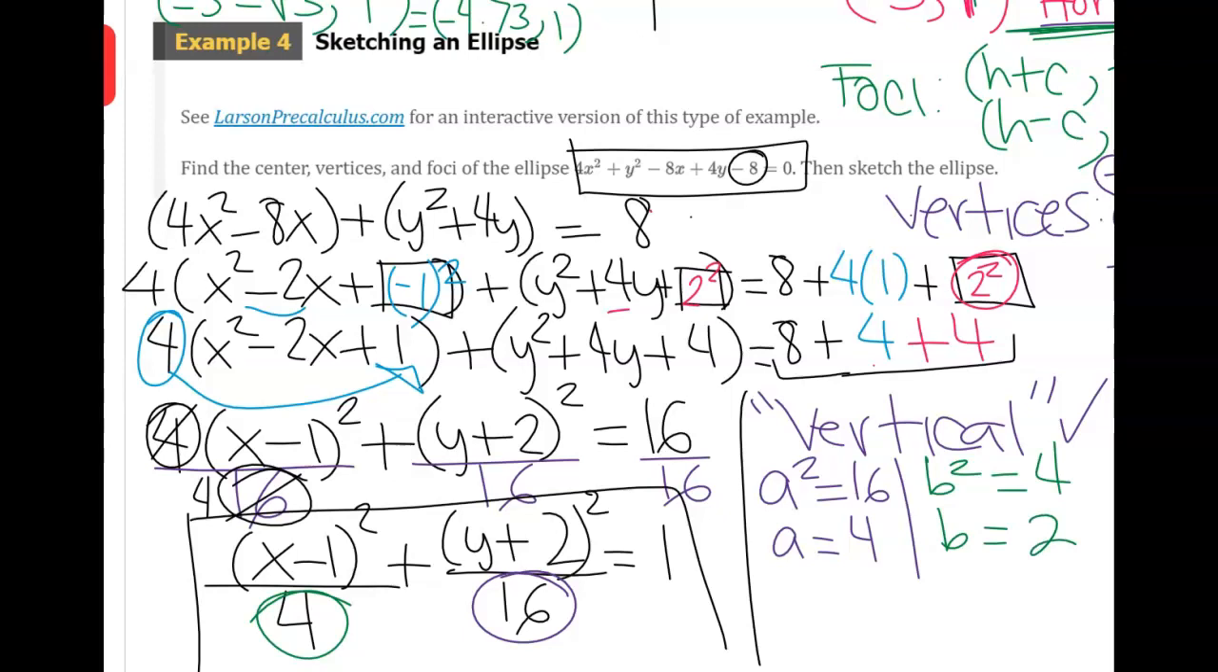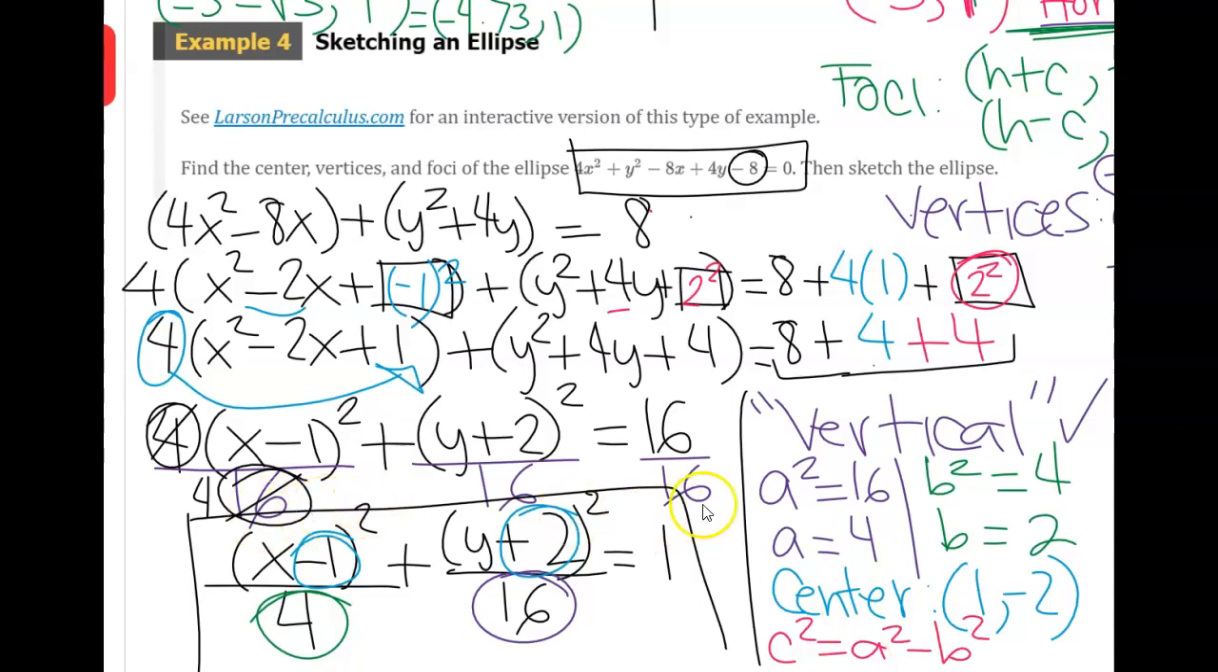Now for the center, it's very easy. You have to use your counterintuitiveness. So if you see a negative 1 here, you put a 1 here. And if you see a positive 2 here, you put a negative 2 here. That is the center. And you have your values for a and b. So it's pretty easy to find c. And I'll write the formula here. c squared is equal to a squared minus b squared.